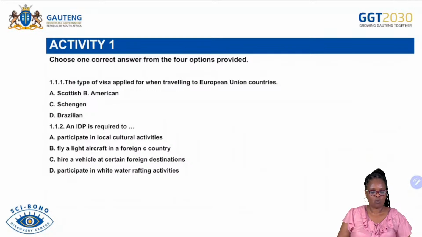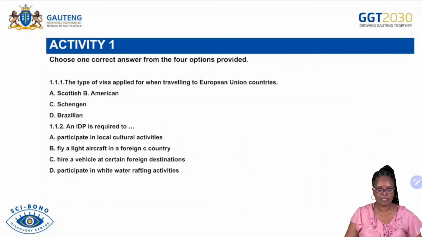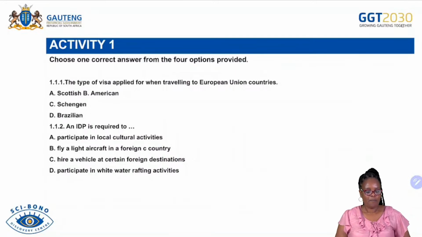1.1.2, an IDP is required to do what? We have A, participate in local cultural activities. B, fly a light aircraft in a foreign country. C, hire a vehicle at certain foreign destination. D, participate in white water rafting activities. The correct answer there is C. Remember the IDP? We said it gives you the right to hire a car in a certain foreign destination.